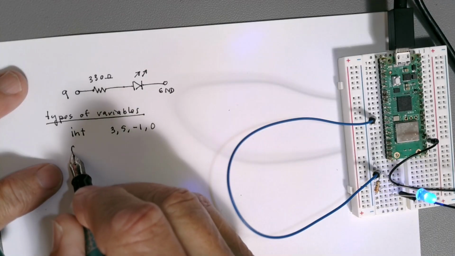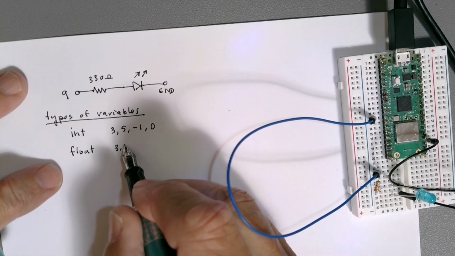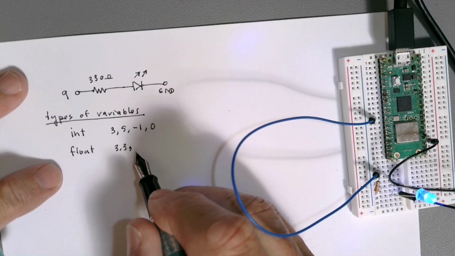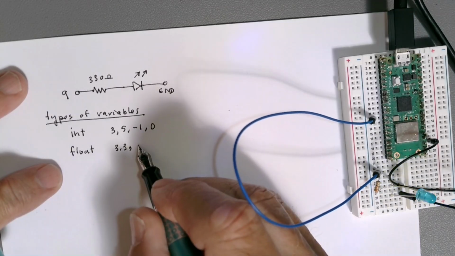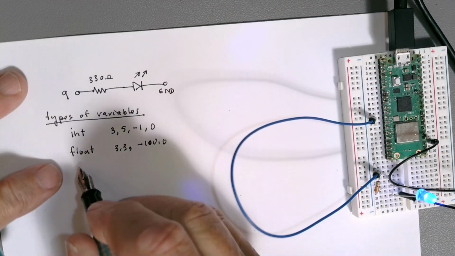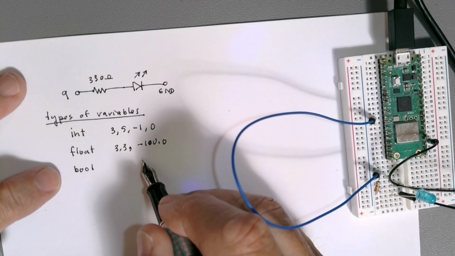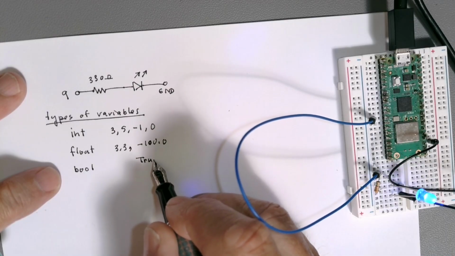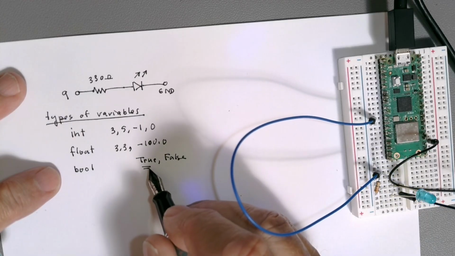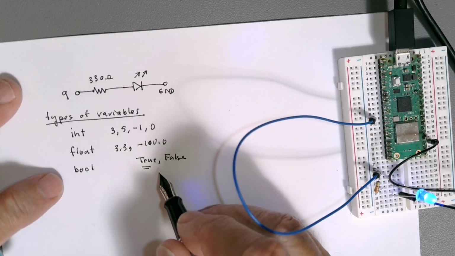The second very commonly used type is a float, and it is also a type of number, but it's always associated with a number that has a decimal point. So 3.3, -100.0, and so on. The next thing is a Boolean value. A Boolean value just has two values: true and false. You might recognize the true from when we created our while True loop that goes on forever.